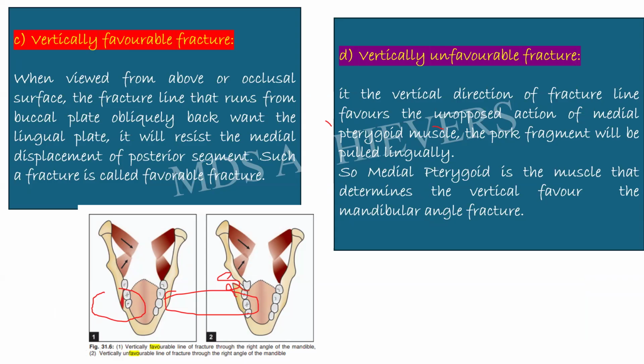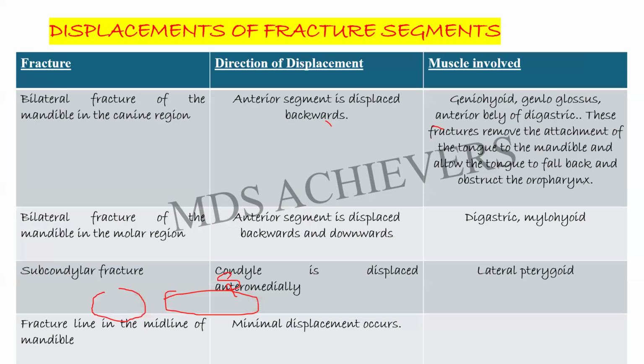Whereas if it is going in the forward direction, then definitely it is going to be an unfavorable one. Because the pull of the muscles will pull the fragments together, the bones will be attached to each other. Whereas in the unfavorable one, this is pulled upward and this is pulled upward, so the prognosis is going to be very poor.